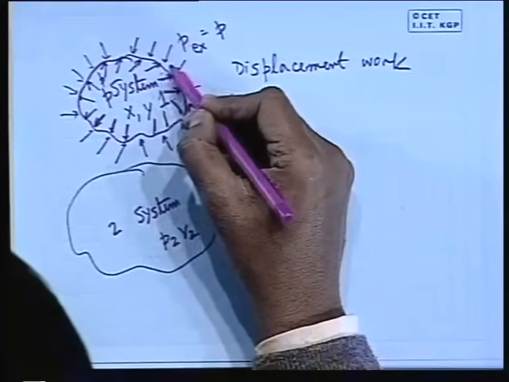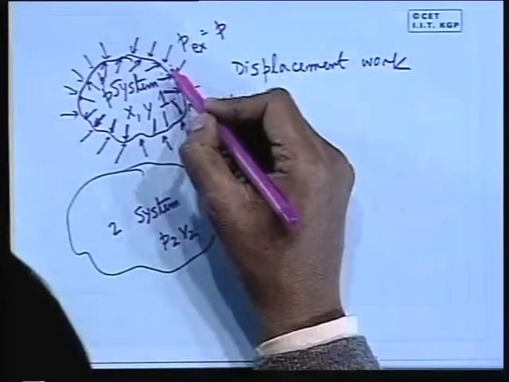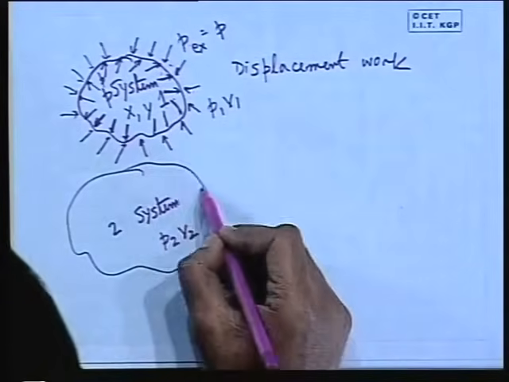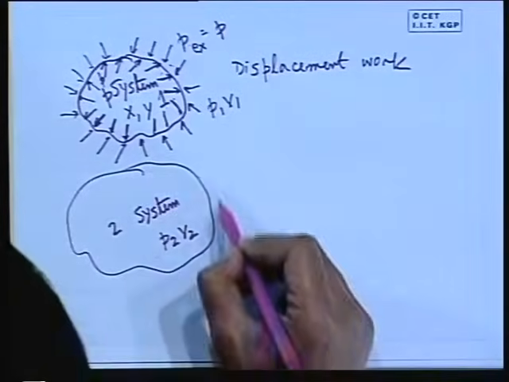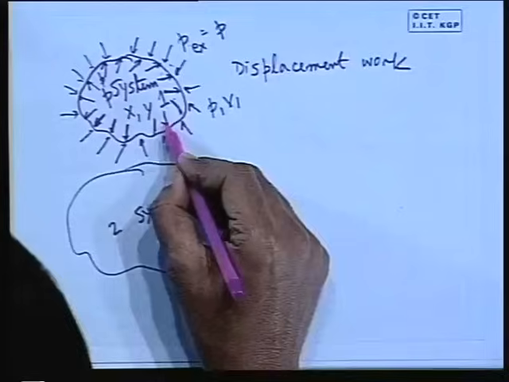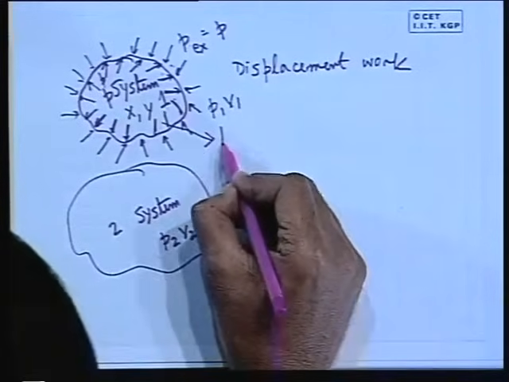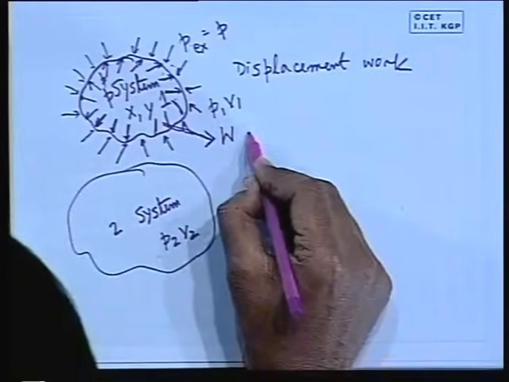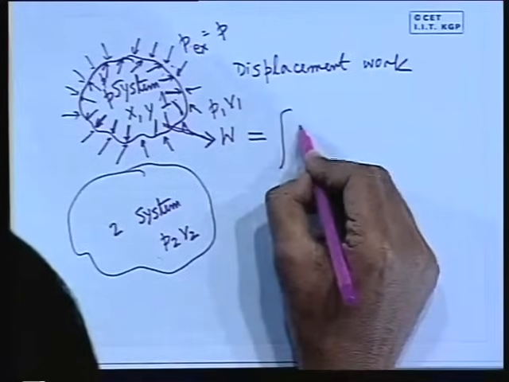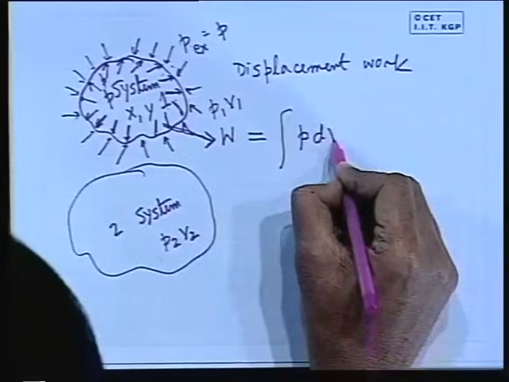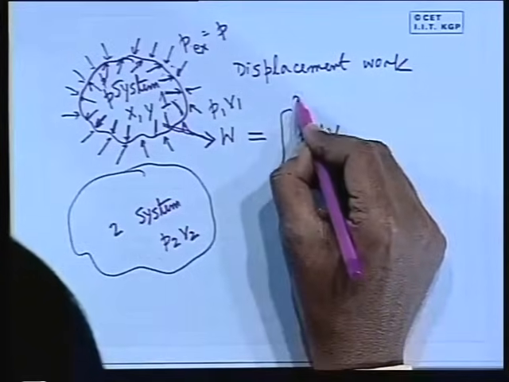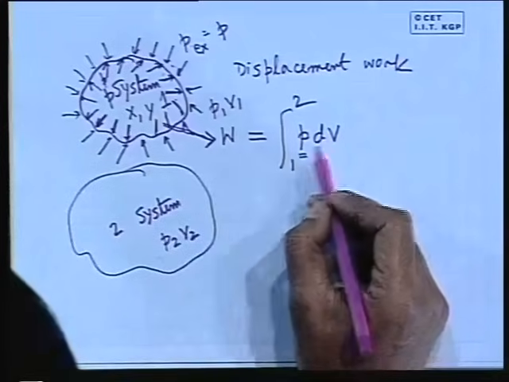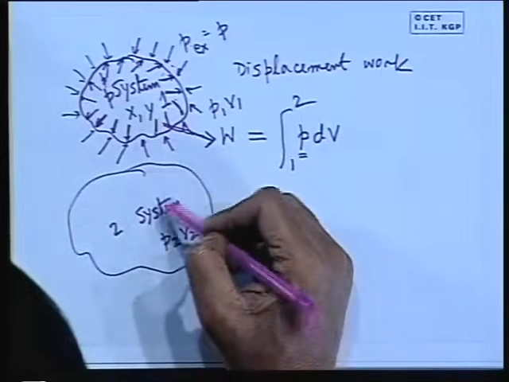But in a limiting case, in practice, to conceive it, we consider the imbalance to be infinitely small, so that it finally attains this stage. Then the work finally transferred to the surroundings, when it expands, will come out of this system, which is given by the integral of P dV. This integral we cannot evaluate until we know P as a function of V.